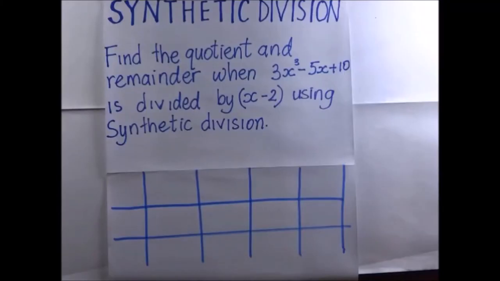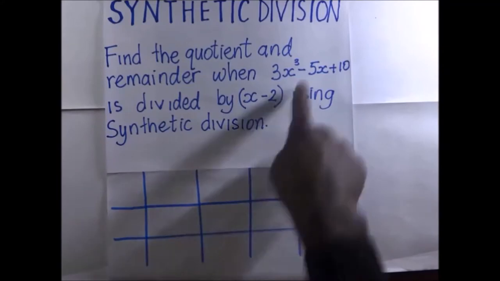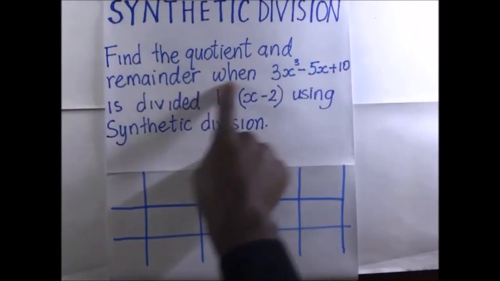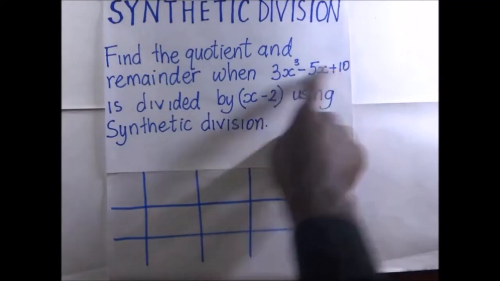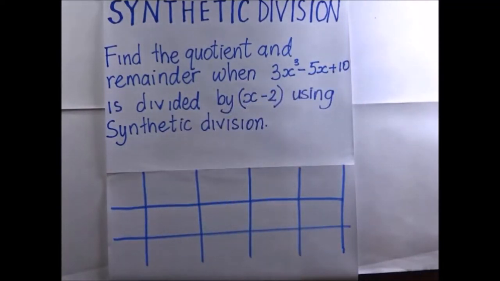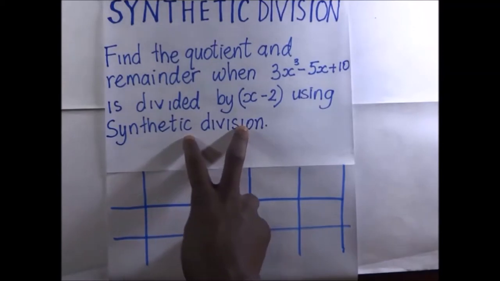Today we get to look at synthetic division. Synthetic division is simply a method that we can use to find the quotient and the remainder of a polynomial. With this kind of method, we are simply going to detach coefficients from the polynomial and we work with coefficients. Use this example. Find the quotient and the remainder when 3x cubed minus 5x plus 10 is divided by that factor using synthetic division.